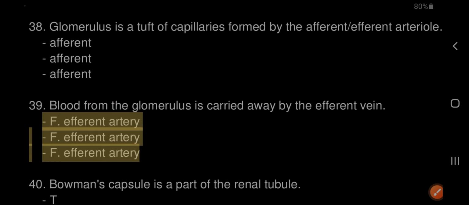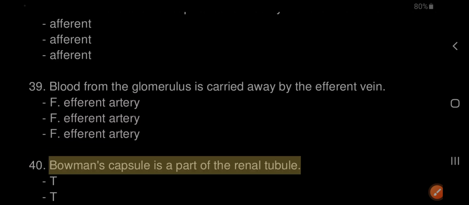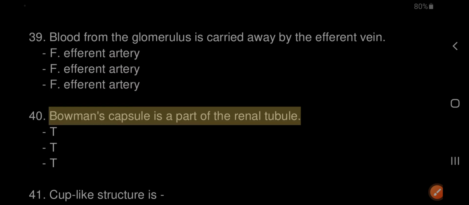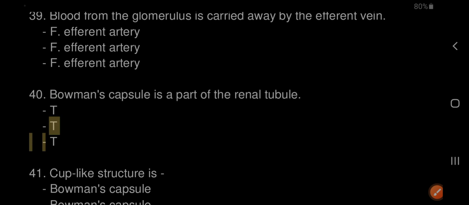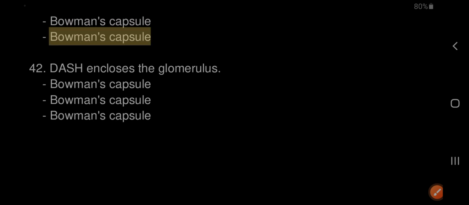39. Blood from the glomerulus is carried away by the efferent vein. False. Efferent artery. 40. Bowman's capsule is a part of the renal tubule. True. 41. Cup-like structure is Bowman's capsule.